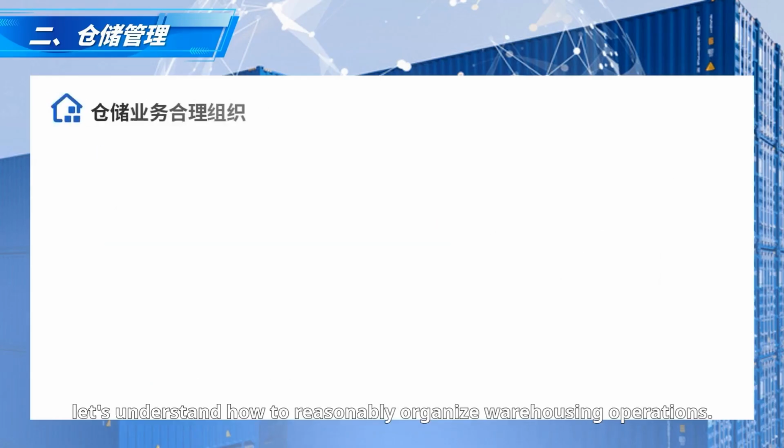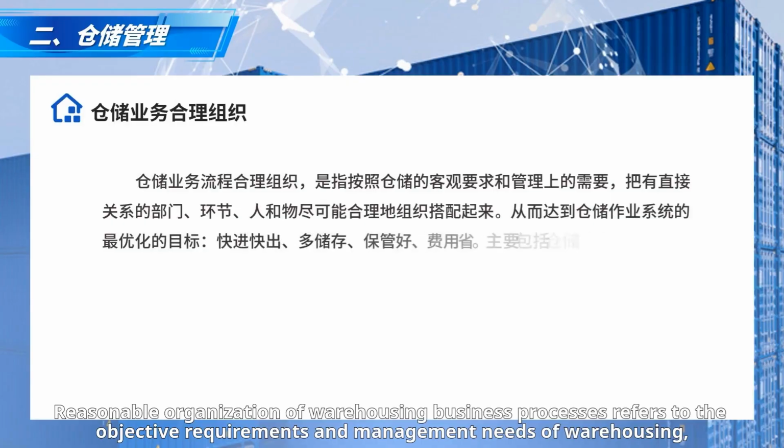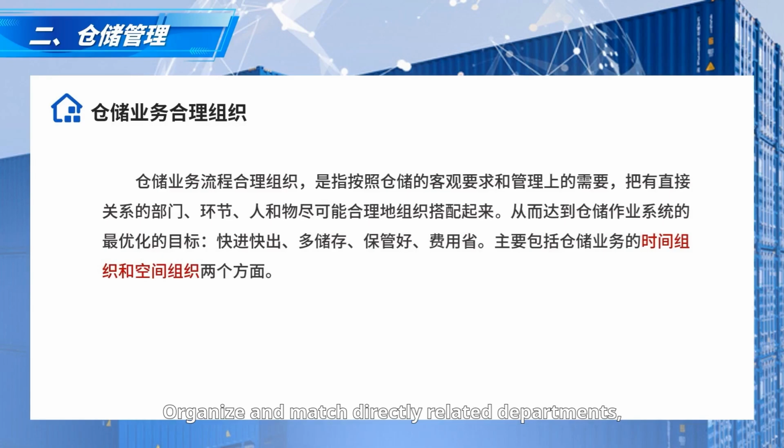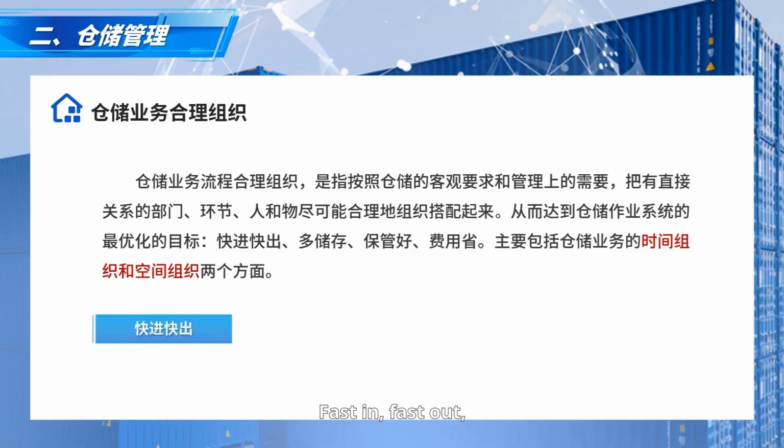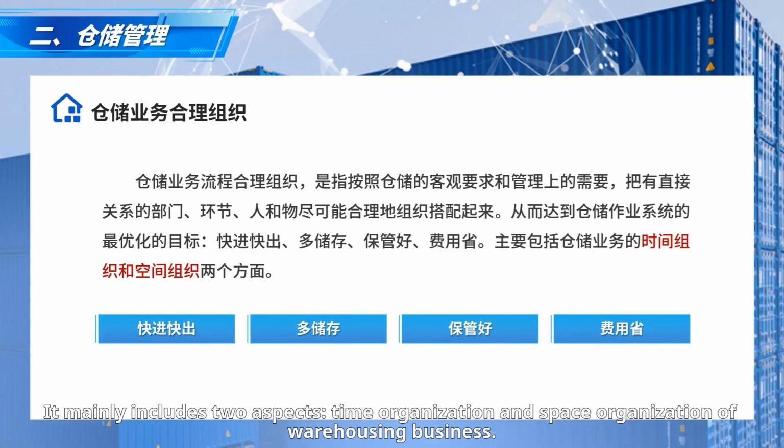Next, let's understand how to reasonably organize warehousing operations. Reasonable organization of warehousing business processes refers to the objective requirements and management needs of warehousing. Organize and match directly related departments, links, people and things as reasonably as possible, so as to achieve the optimization goal of the warehousing operation system. Fast in, fast out, store more, keep it well, and save costs. It mainly includes two aspects: time organization and space organization of warehousing business.